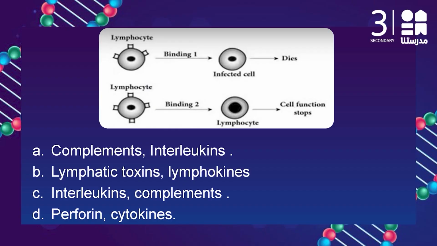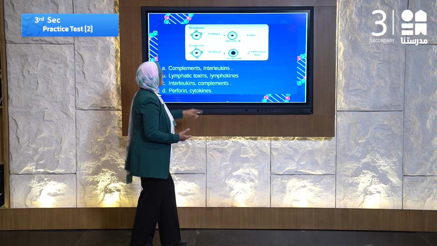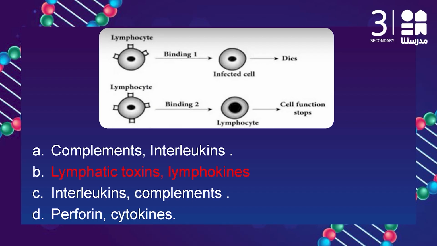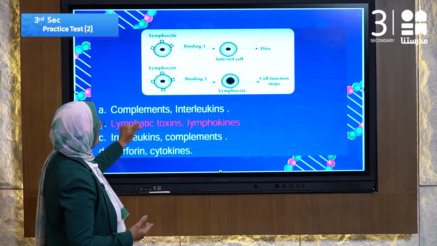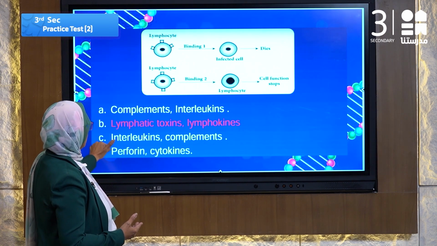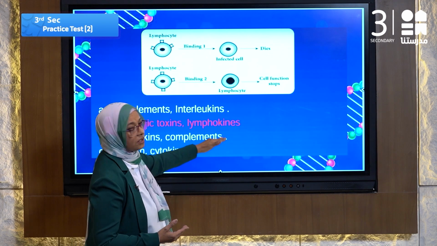Let's go to the choices. The first one, complement, interleukins. B, lymphatic toxins, lymphokines. C, interleukins, complements. D, porphyrin, cytokinase. Which of them is the choice? Let's go. The choice is lymphatic toxin, lymphokinase. Yes, that means this phase of the immune response must form lymphatic toxins and lymphokinase.